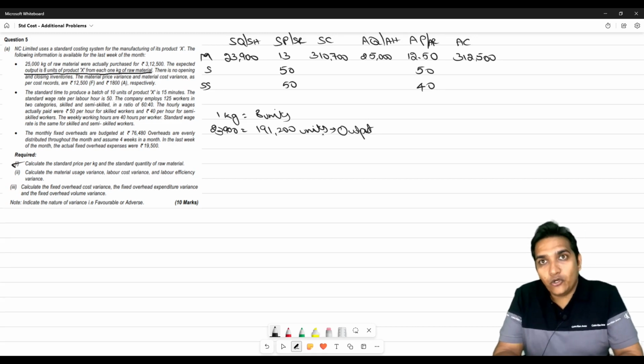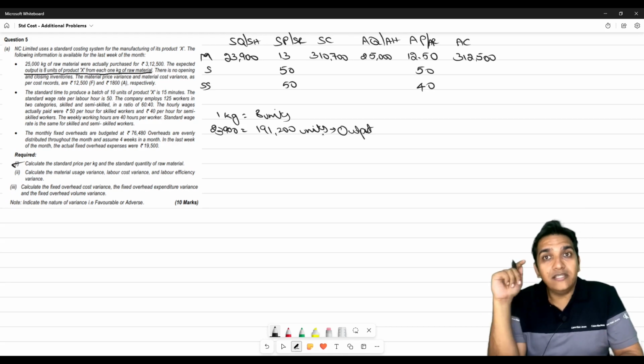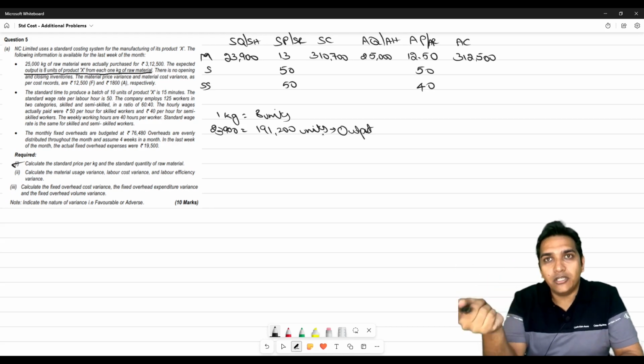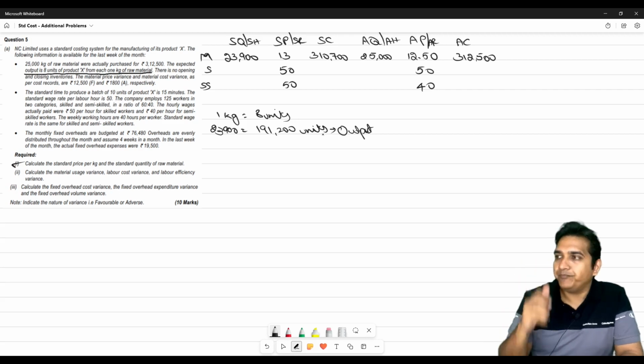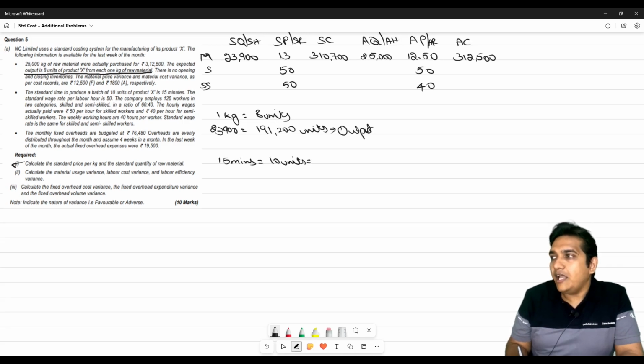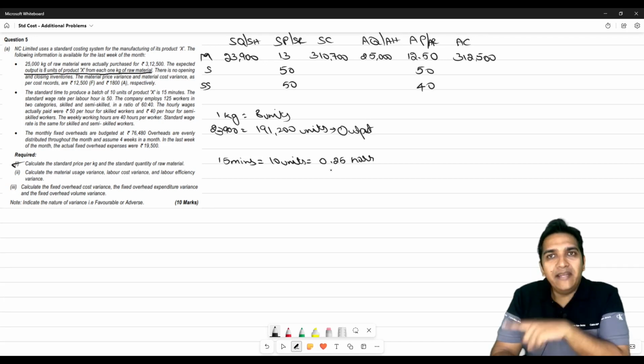Now, this is my actual output. Remember, this is not standard output or budgeted output. This is my actual output. Now, based on this actual output, we will compute what should be our actual hours. How? The question says in the first sentence that 10 units of product X is manufactured in 15 minutes. So 15 minutes is equal to 10 units. 15 minutes can also be written as 0.25 hours, right? Do not use minutes for your calculation.